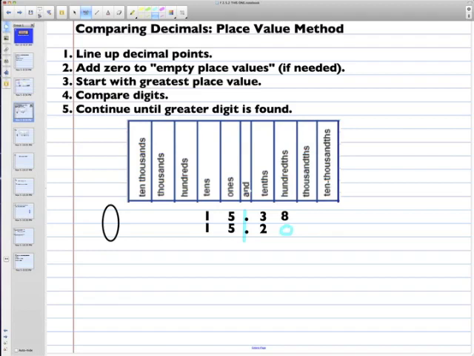Then we start with the greatest place value and compare those digits. So we'll start at the tens, and they have the same amount of tens, so we move to the next largest value, and that would be the ones, and again they're the same. So we go ahead and move to the tenths, and that's where we notice the difference. The top number has 3/10 versus the bottom number has 2/10. So therefore, 15 and 38 hundredths is greater than 15 and 2/10.